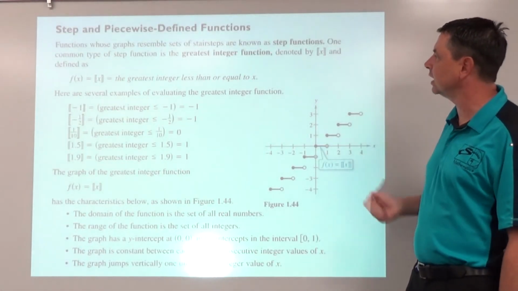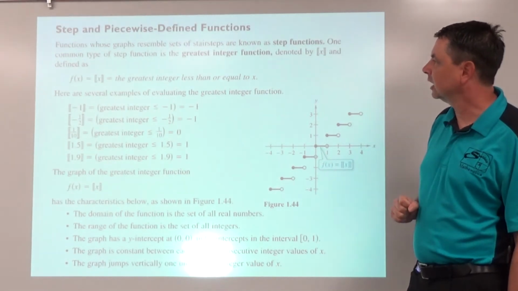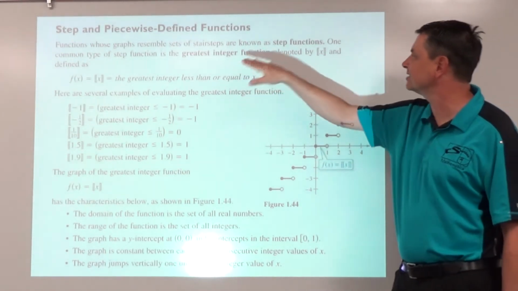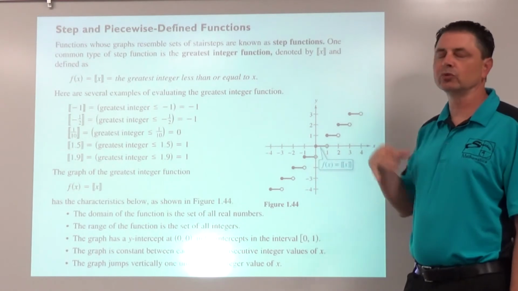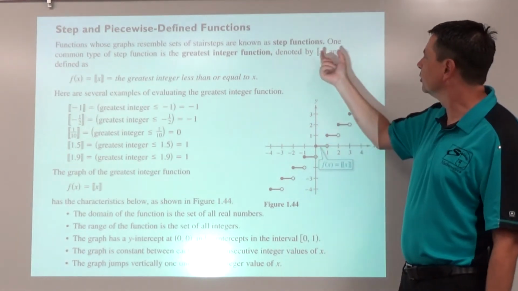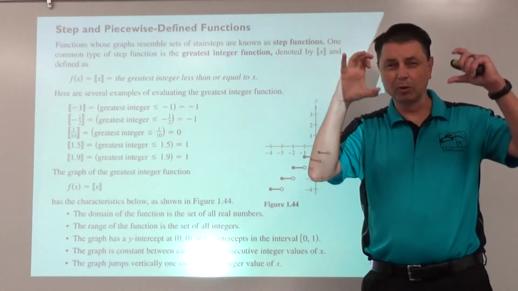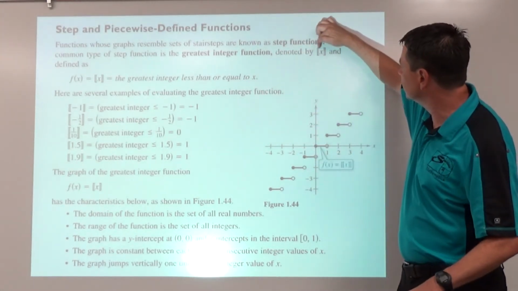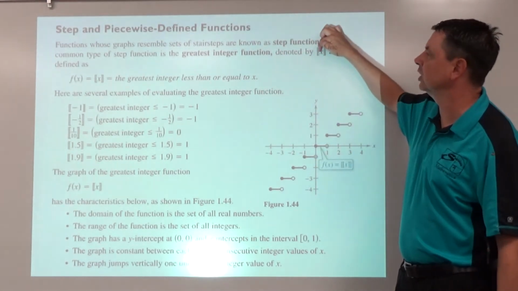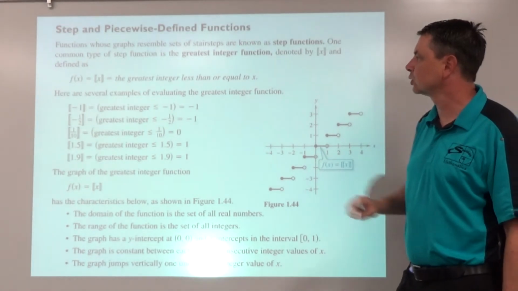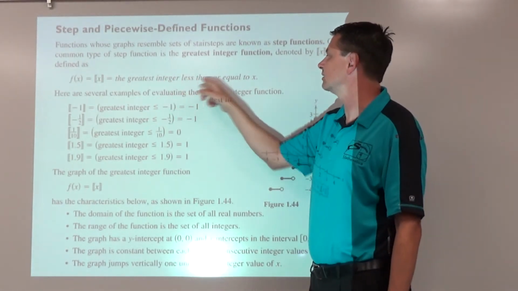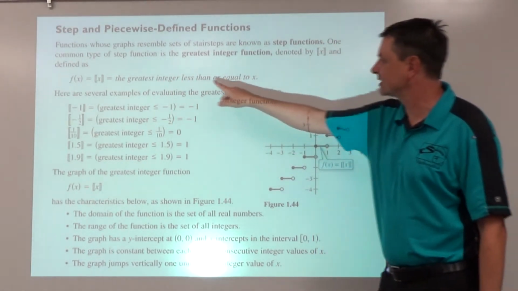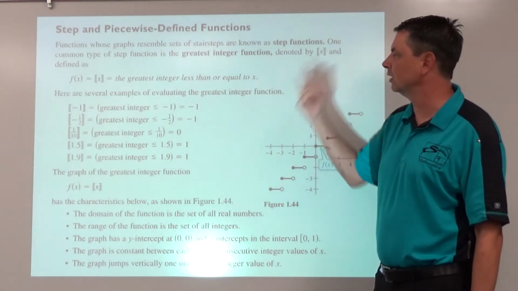Step and piecewise defined functions. So this one is the greatest integer function. You don't have to really know a whole lot about it, but look at the notation. It's kind of the double brackets, and they do connect here. So that's what's going to denote the greatest integer function. We're talking about the greatest integer that is less than or equal to, and that's key, less than or equal to the value of the number.